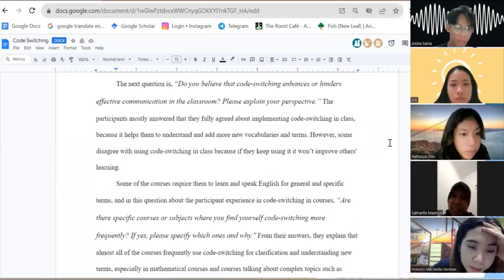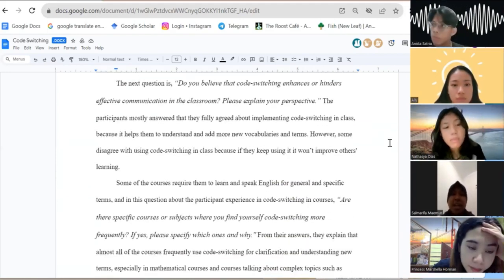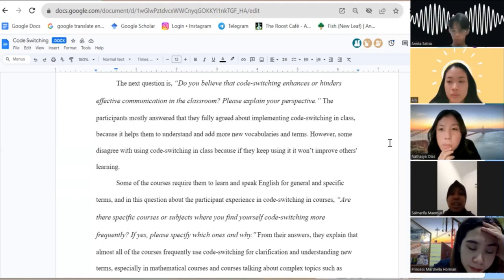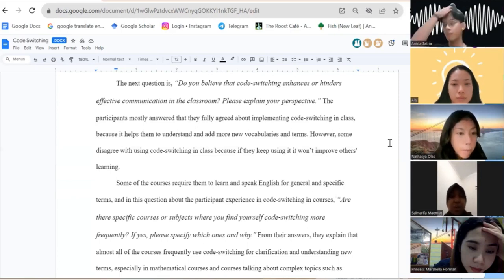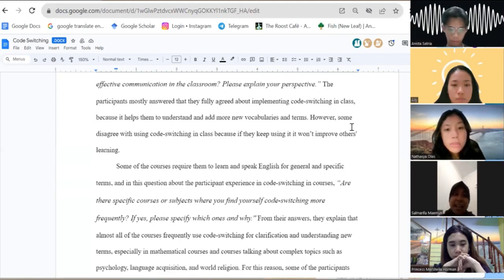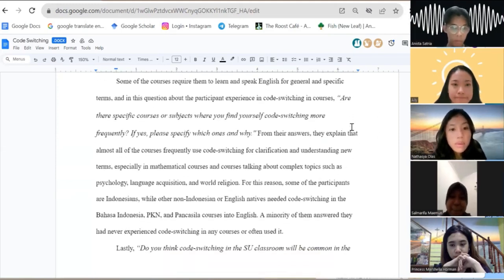And our next question: do you believe that code switching enhances or hinders effective communication in the classroom? Some of our participants answered that they fully agree with implementing code switching in class because it helps them understand and add more new vocabulary and terms. And some disagree with using code switching because they think it will hinder and won't help others learn more about the English language. That's all from me. The others will explain next.